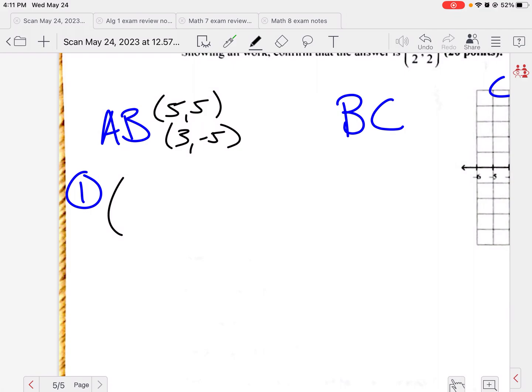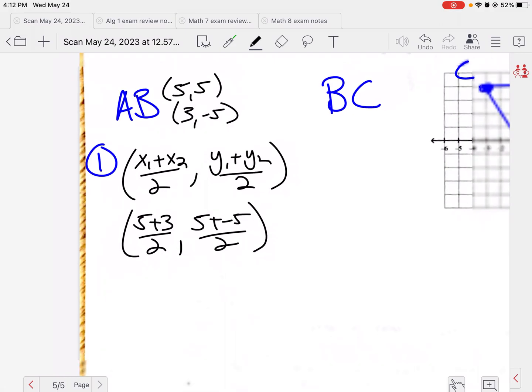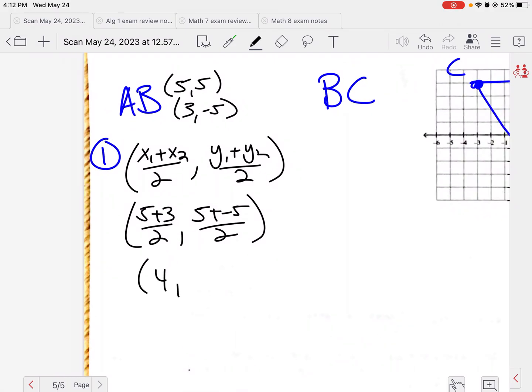The midpoint is you add the x's together, divide by 2, and then you add the y's together, divide by 2. So this is going to be 5 plus 3, because these are our x values, 5 plus 3 divided by 2, comma 5 plus -5 divided by 2. 5 plus 3 is 8, divided by 2 is 4. 5 plus -5 is 0, divided by 2 is 0. So this is my midpoint of AB.